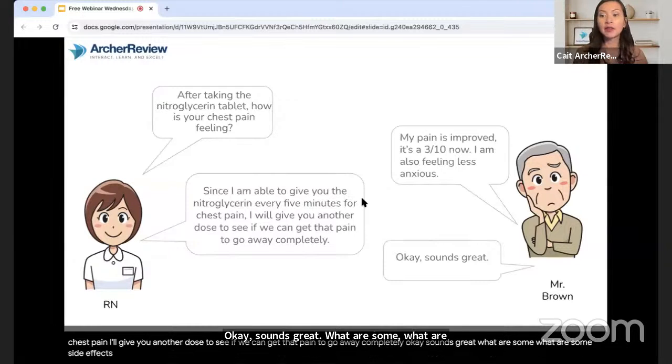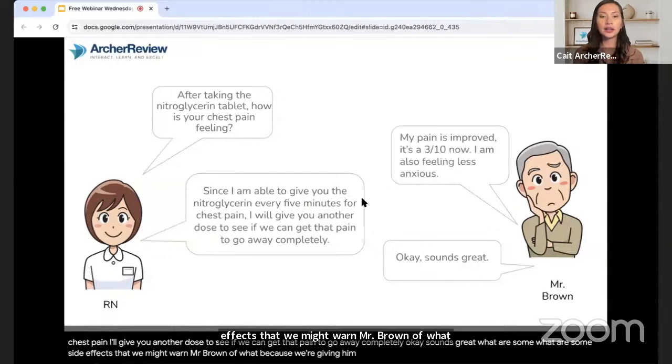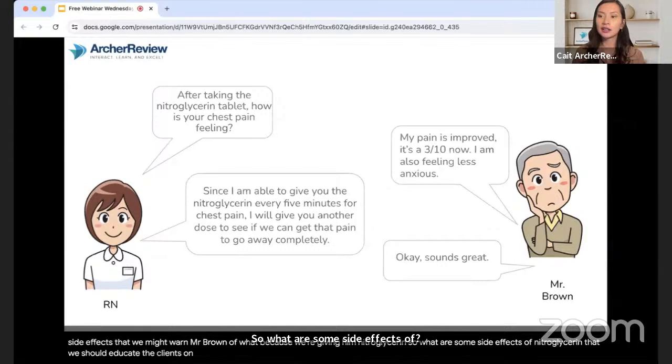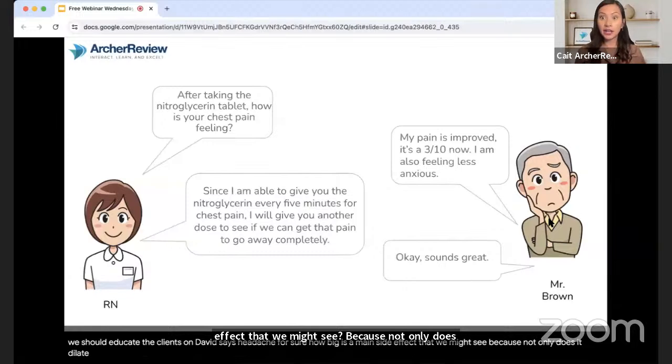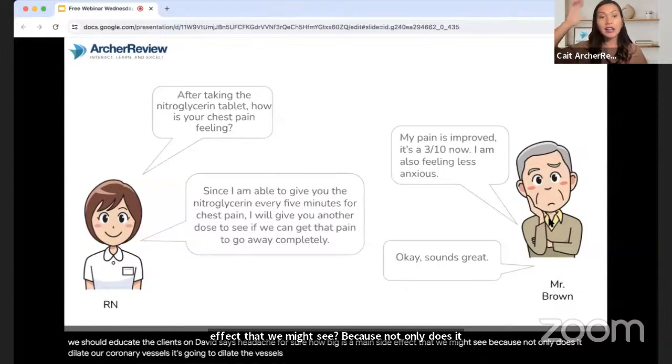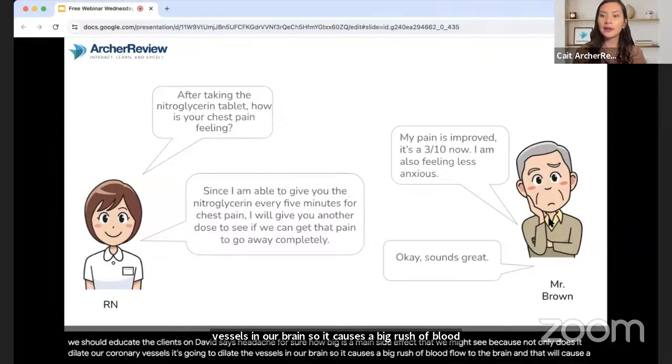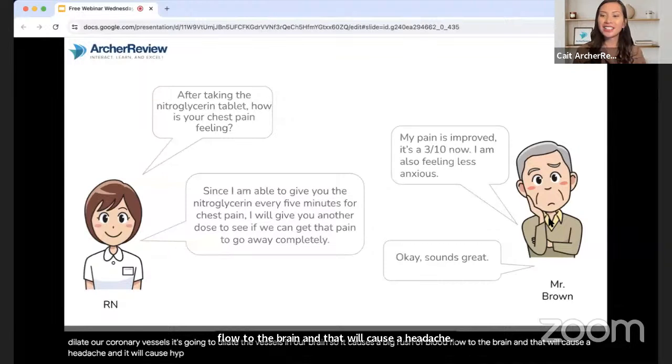What are some side effects that we might warn Mr. Brown of because we're giving him nitroglycerin? So what are some side effects of nitroglycerin that we should educate the clients on? Ooh, Ava says headache for sure. Headache is a main side effect that we might see because not only does it dilate our coronary vessels, it's going to dilate the vessels in our brain. So it causes a big rush of blood flow to the brain, and that will cause a headache. And it will cause hypotension as well.